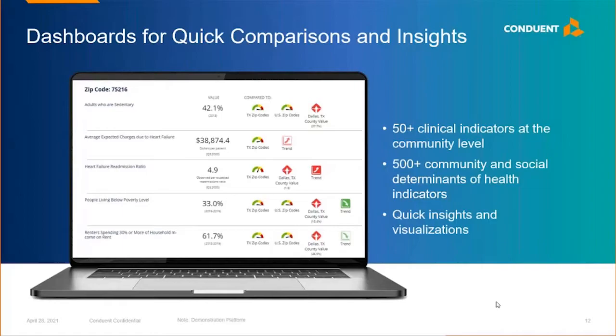Here you're seeing a dashboard for a zip code showing that average expected charges due to heart failure and heart failure readmission ratios are higher compared to the county and the state. What you're seeing alongside these acute care data is community data showing that almost half of adults in the zip code are sedentary, a third live below federal poverty level, and the majority are spending more than 30% of their income on rent. Linda, can you talk a bit about the value of this type of dashboard in a hospital setting?